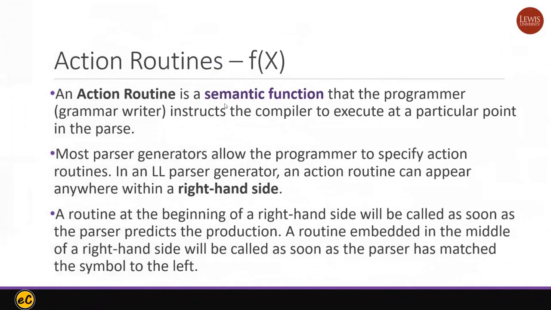So action routines are semantic functions. You write your attribute grammar into functions. And in your LL parser, your action routine can appear anywhere within the right-hand side. So S attribute will become a semantic function of the sum or difference of the right-hand side. So that's the function.